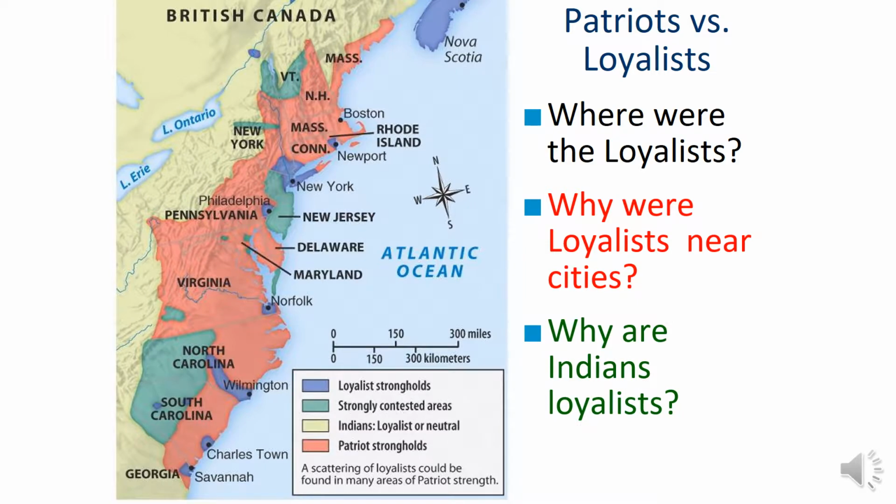And another question: why are Indians loyalists? Obviously, the American colonies that were Patriots did not want the Indians to enter the war at all, because they knew most likely, as had happened with the French and Indian War, that they were going to fight against the people. Indians would probably side with the people who were fighting against those who lived in the colonies. Why? Because the Indians obviously want this land to be theirs.